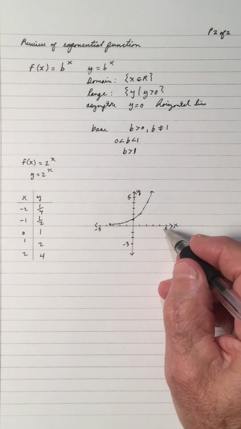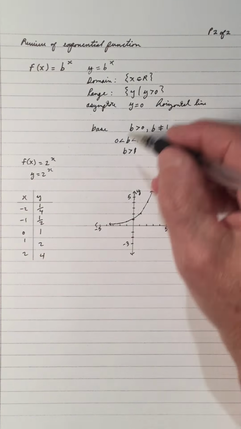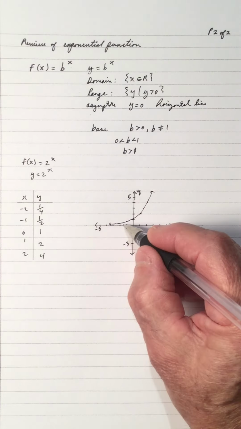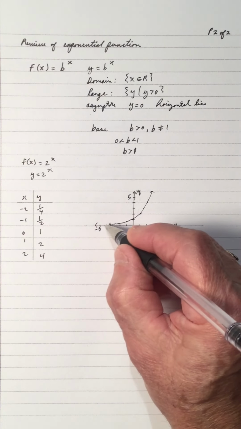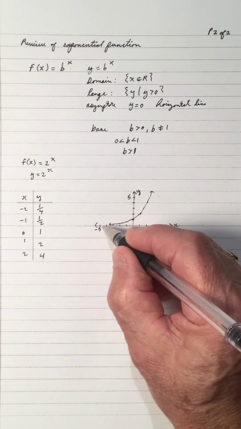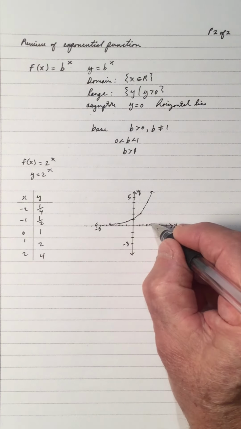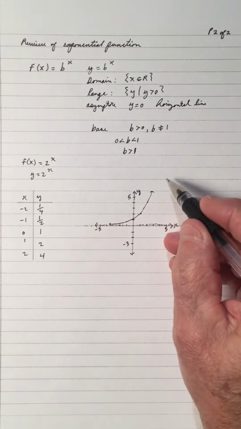So you can see that all the values of x can go in the equation. So the domain is reals. The range is y is greater than 0. Y is never below 0. The asymptote is right here. It goes along that y is equal to 0. And again, the base is 2, so it's a growth curve.